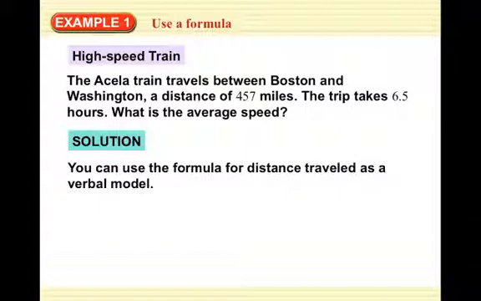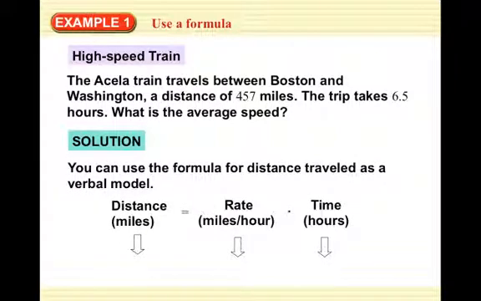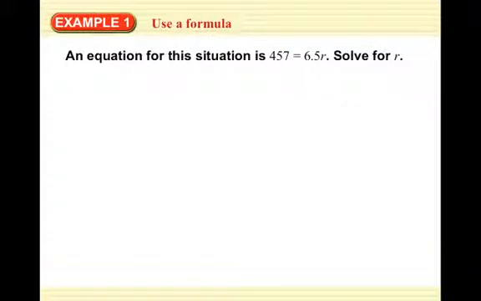You can use the formula for distance traveled as a verbal model. So distance in miles equals rate, which is miles per hour, times time, which is going to be in hours. And so we get 457, because that's the total distance. If you look in the problem, it says a distance of 457 miles equals the rate. That's what we're looking for. We're looking for speed, which means we're looking for the rate. So that's R times 6.5. That's the total time it took. It says the trip takes 6.5 hours. So an equation for this situation is 457 equals 6.5 times R.